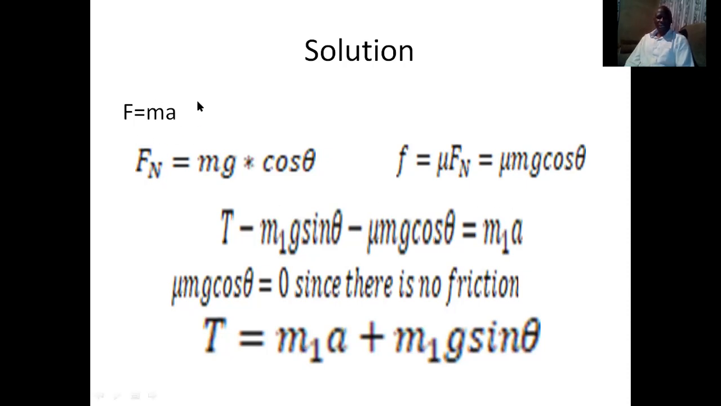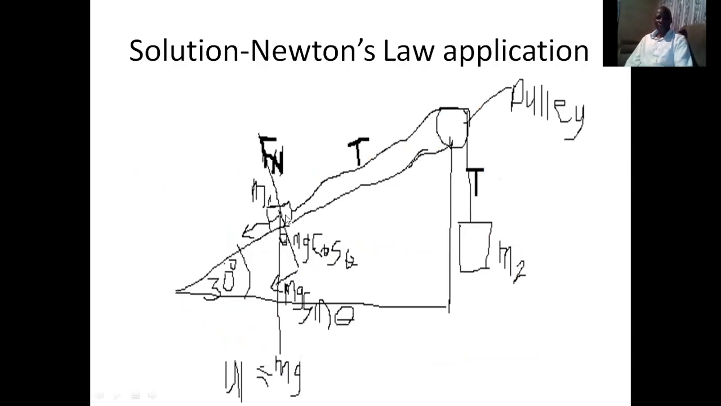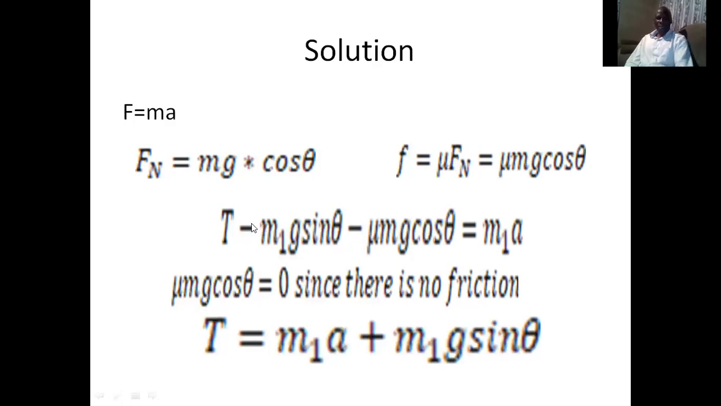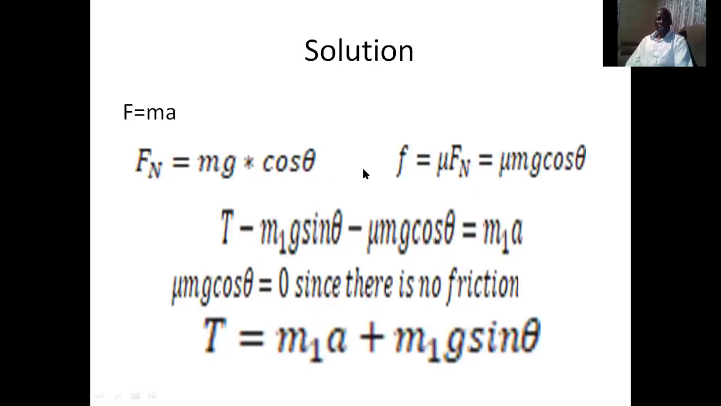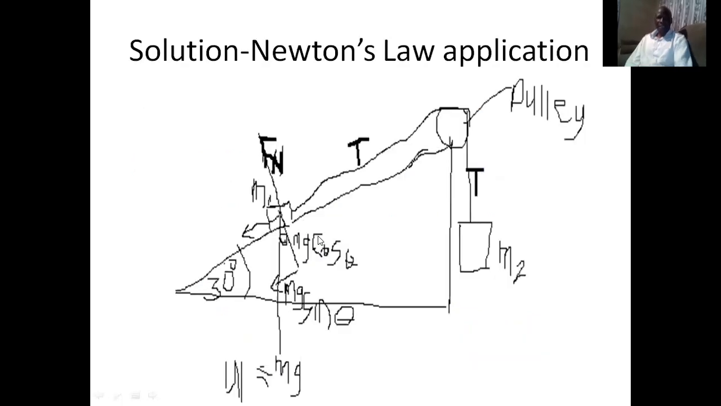And now let's come back to our basic equation from Newton's second law, where I said force is equal to mass times acceleration. So what is the resultant force? We are actually looking at the resulting force here, which should be equal to the mass times the acceleration. First of all, we consider mass one. And so mass one here, since we said that this object is moving upwards, it means that the tension force is greater than all these other forces. So we are saying tension minus this force here, which we got, which is m1g sine theta for mass number one.